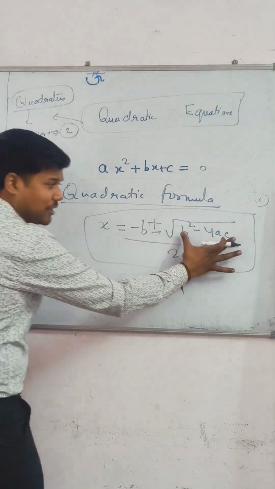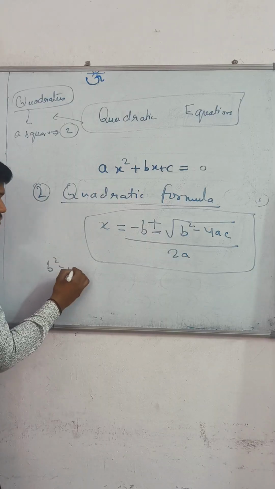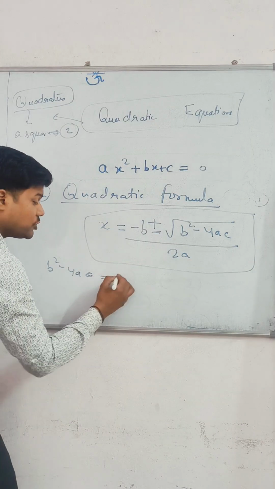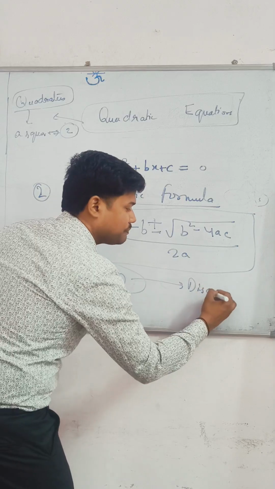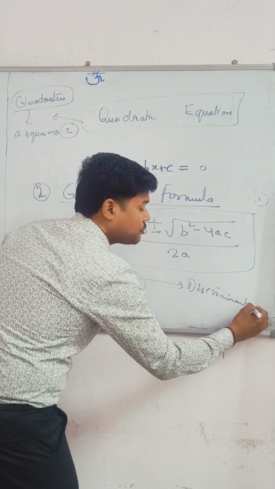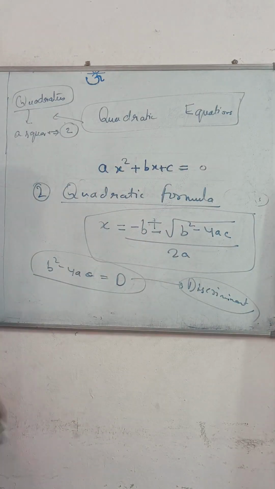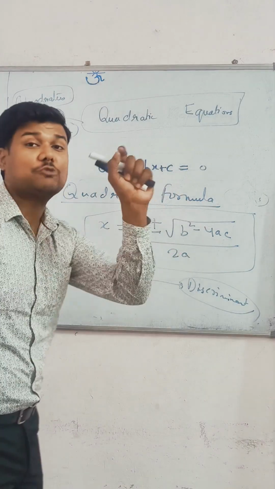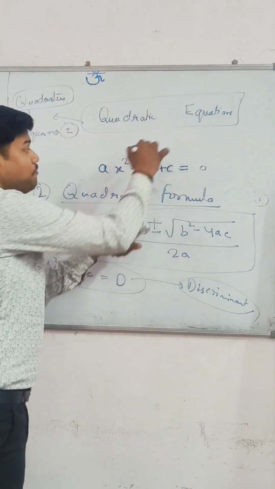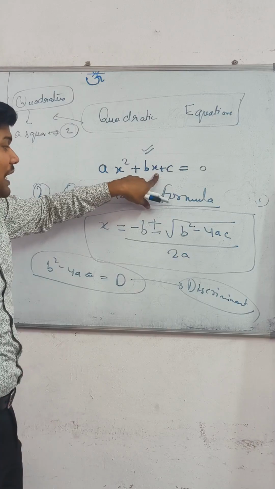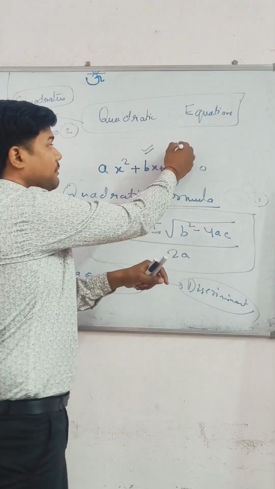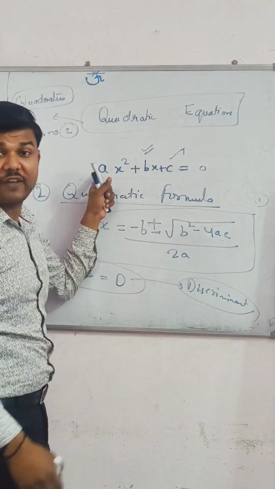And over here, this part b square minus 4ac is also called D. What does D stand for? D stands for discriminant. This plays a very crucial role in a quadratic equation. Here b is the coefficient of x, the coefficient of the single power of x. c is the constant, and a is the coefficient of x square.